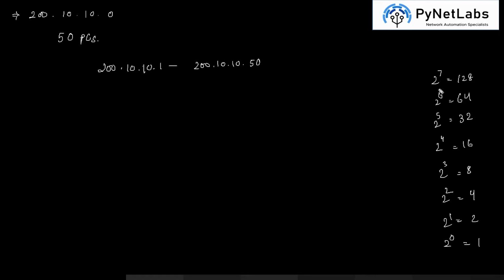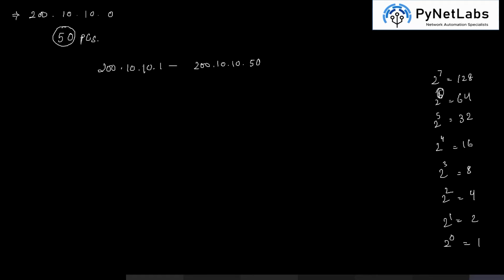Okay. So now we have a requirement of 50 PCs, which means there have to be at least 50 hosts within the network. So let me know which is the closest number to 50. I mean, it has to be greater than 50 in this table. 64, correct. So when we look at 64, we find that only 6 bits are supposed to be used in the IP address for the host part.